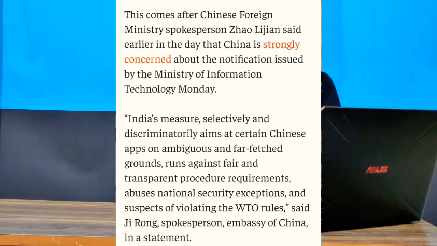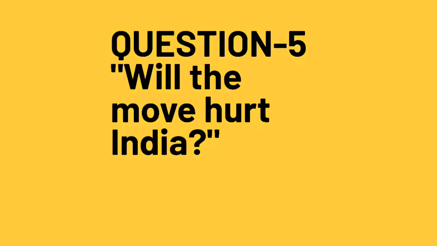It also goes against the general trend of international trade and e-commerce and is not conducive to the consumer interest and the market competition in India. The Chinese government comments indicate that it could file a formal report against India at the WTO. Moving on to question number 5. Will this move hurt India?